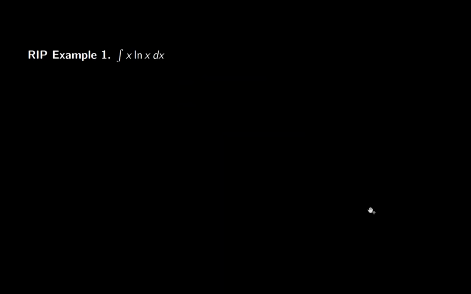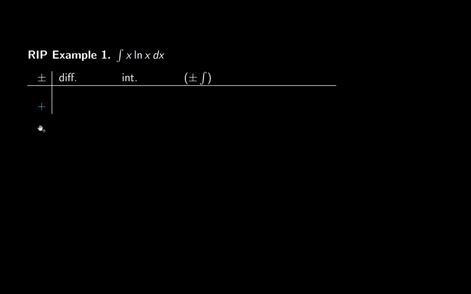As a first example of RIP, let's take a look at the integral of x times natural log of x. So we start off with our table. Always start with the plus sign indicating positive 1. In this case, I'm going to differentiate natural log, and that leaves x to be integrated. Notice that the product of 1 times natural log times x gives us the original integrand. So the top row represents the original integral.